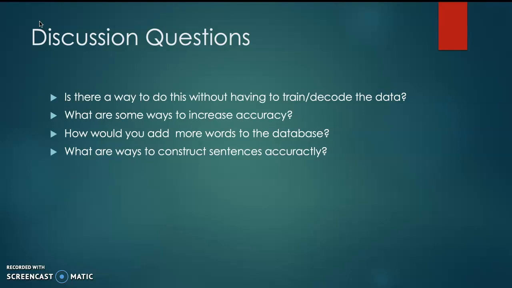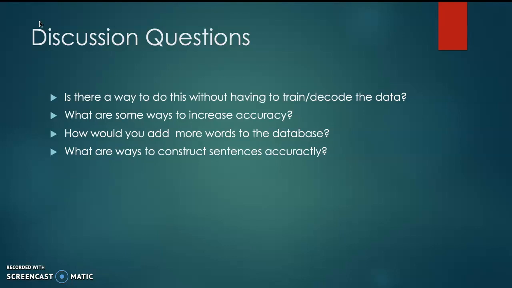Is there a way to do this without having to train/decode the data? So currently, I think as of right now, no. But I think that this kind of leads back to that, do we all have a universal code or baseline kind of low-level code in our brains where we can start exchanging different prosthetics or different hookups to our brain that we wouldn't have to train or decode.